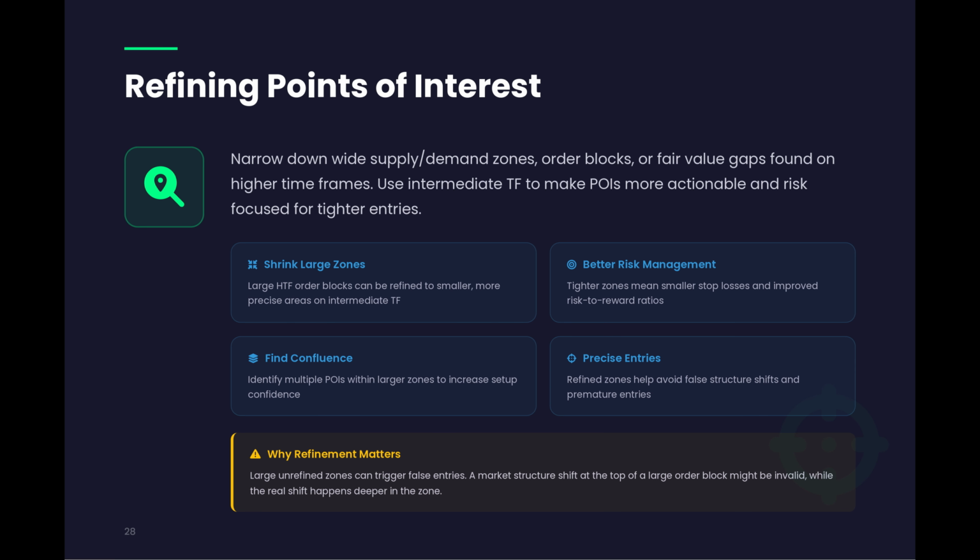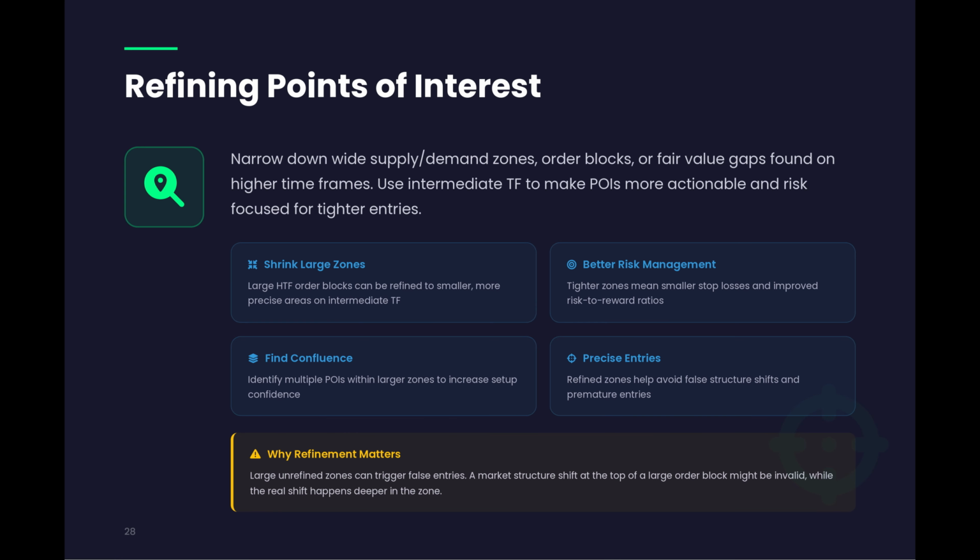Now let me share a practical tip. When refining zones on your intermediate time frame, look for multiple factors aligning. Perhaps your refined order block also aligns with a Fibonacci level. Perhaps it coincides with a previous minor support or resistance. These confluences within your refinement add additional layers of probability to your setup.